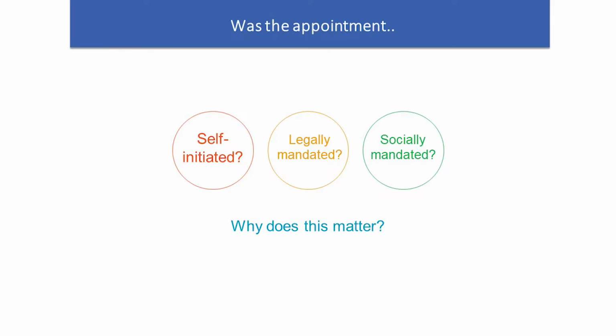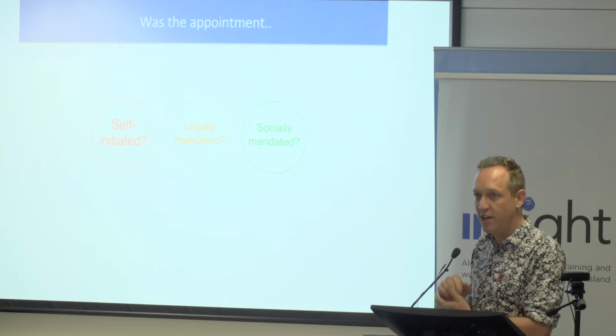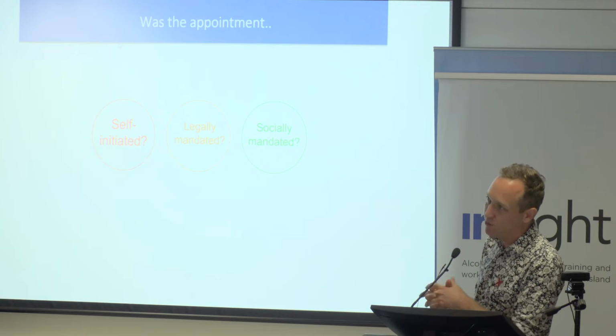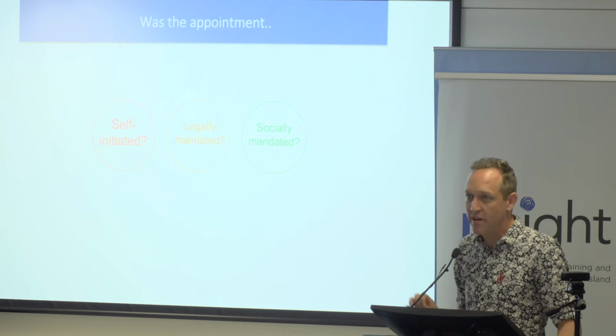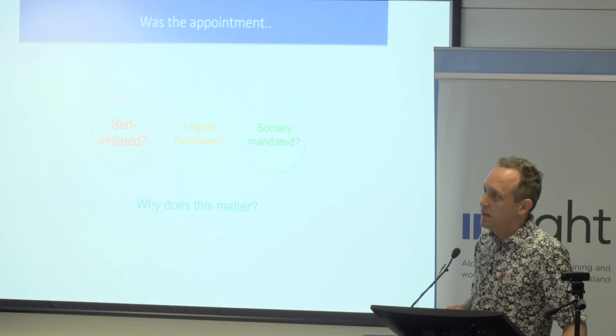Obviously, one of the first things we do want to know when any client comes and sees us for the first time is whether it's self-initiated, legally mandated or socially mandated. If they're there voluntarily, that gives you a sense already about how amenable they are to a conversation around change. But if they're legally mandated by courts or socially mandated by a parent or a girlfriend or a boyfriend, you've got that barrier to address and deal with first.